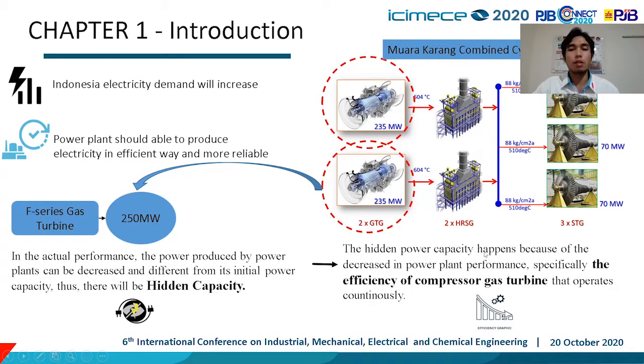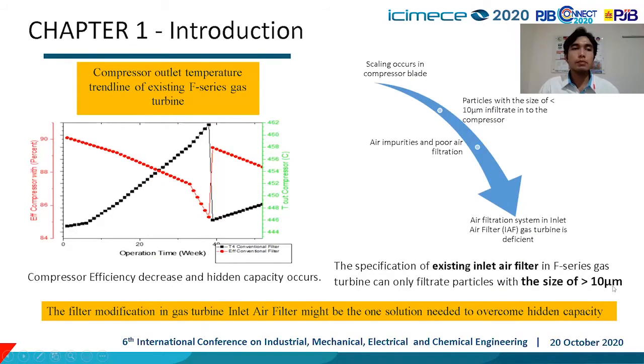The hidden power capacity happens because of the decrease in power plant performance, specifically the efficiency of the compressor of the gas turbine that operates continuously. We can see in this figure the compressor outlet temperature, represented in black lines, is increased, and the compressor efficiency, represented with red lines, decreases, and thus the hidden capacity occurs.